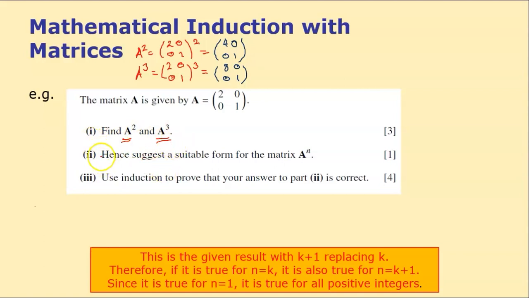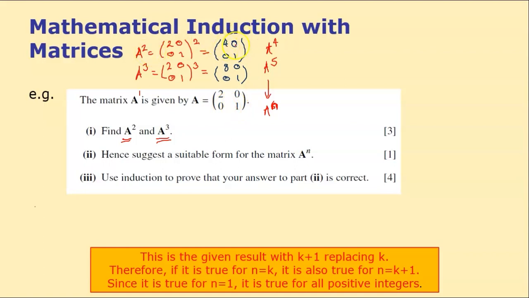But the bit I'm really interested in is 'hence suggest a suitable form of the matrix A to the n'. I want to know what A to the 4 is equal to, what A to the 5 is equal to, and ultimately what A to the n is equal to. So on that basis, as I'm going to try and find this formula, let's have a look at it. Remember this is A to the 1, and it's 2, 0, 0, 1.